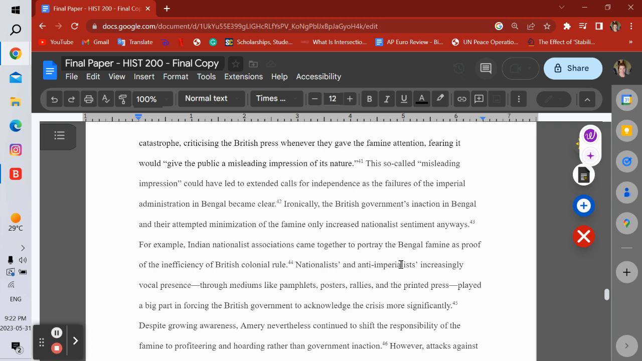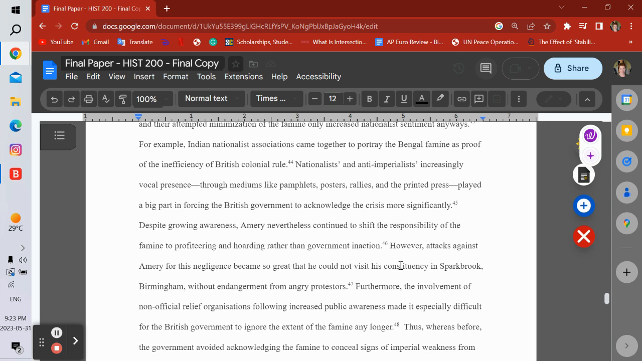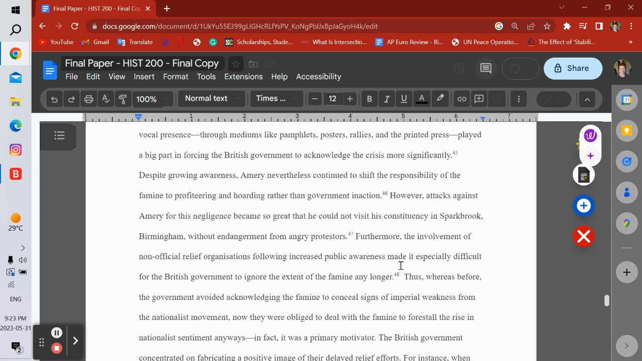For example, Indian nationalist associations came together to portray the Bengal famine as proof of the inefficiency of British colonial rule. Nationalists and anti-imperialists' increasingly vocal presence through mediums like pamphlets, posters, rallies, and the printed press played a big part in forcing the British government to acknowledge the crisis more significantly. Despite growing awareness, Emery nevertheless continued to shift the responsibility of the famine to profiteering and hoarding rather than government inaction. However, attacks against Emery for this negligence became so great that he could not visit his constituency in Sparkbrook, Birmingham, without endangerment from angry protesters.